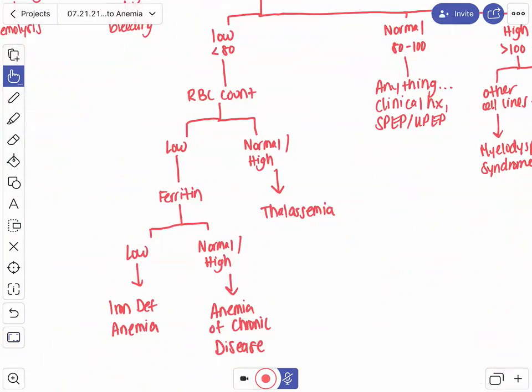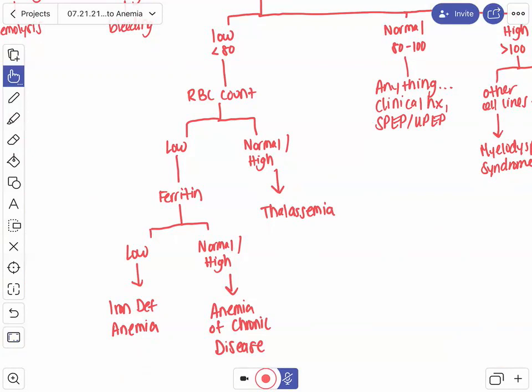If their RBC count is low, meaning that they're not producing many blood cells and they're small, then I check a ferritin. I don't bother with the rest of the iron studies right up front, because the ferritin will tell me if it's low, then they have to have iron deficiency anemia. That's it. If it's normal or high, then that could be your patient with anemia of chronic disease.